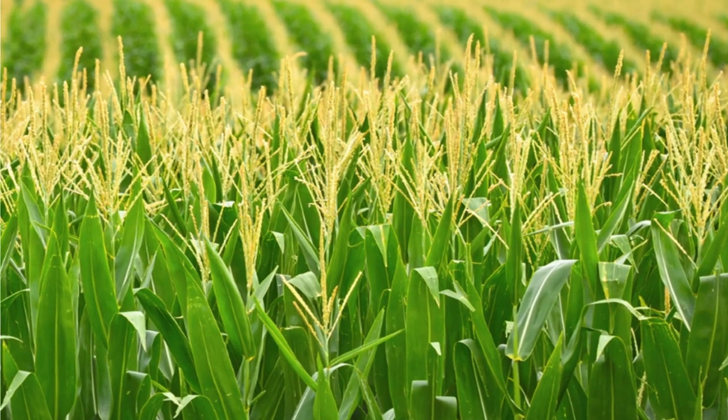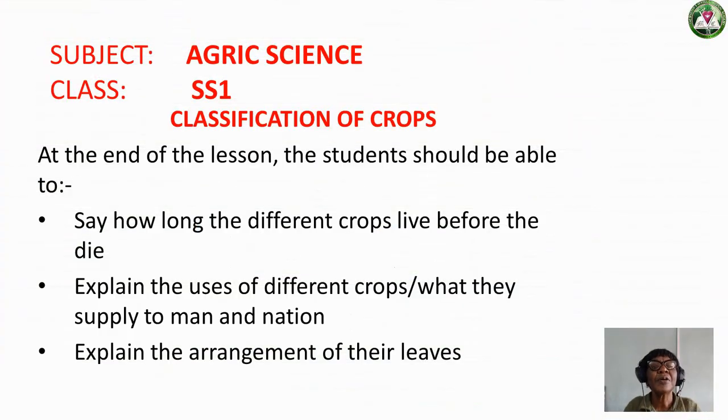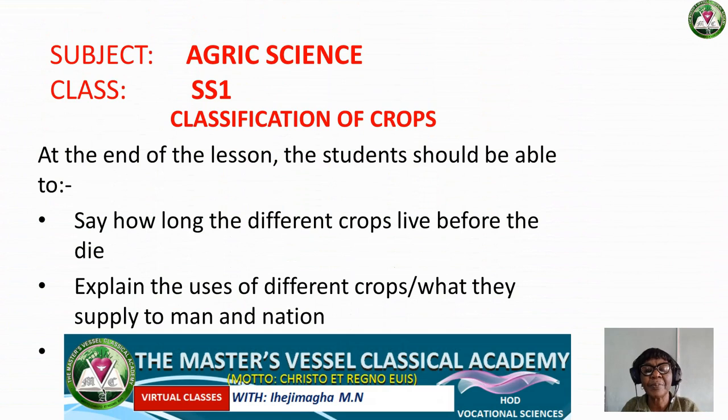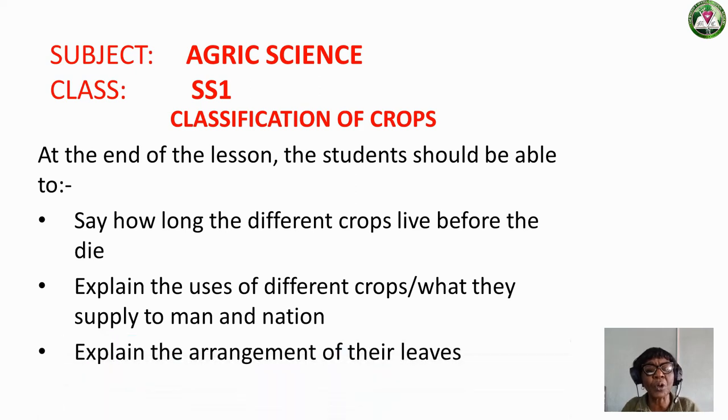Okay. Hello, students. We are here again for another interesting topic for SS1. Our topic today is classification of crops. We have different types of crops, and we have to classify these crops based on how long they live before they die.